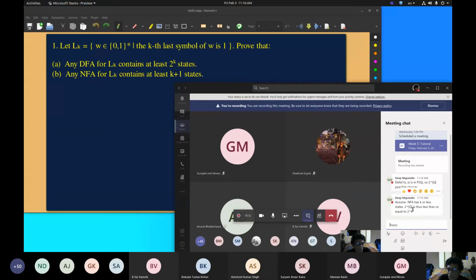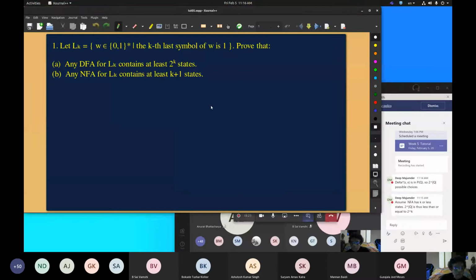And if it has k or fewer states, 2 power k is thus less than or equal to 2 power q. That is true. So we have to work around that logic. Let me tell you. Suppose that some NFA N with less than or equal to k states accepts LK.